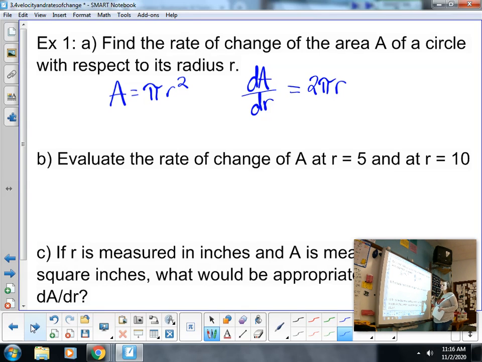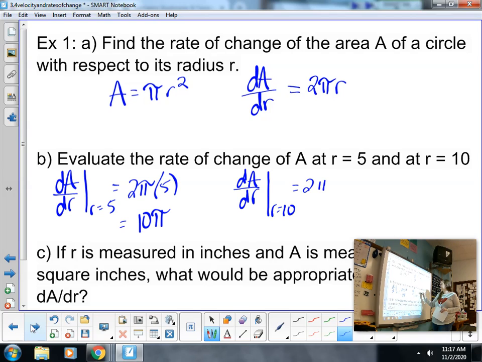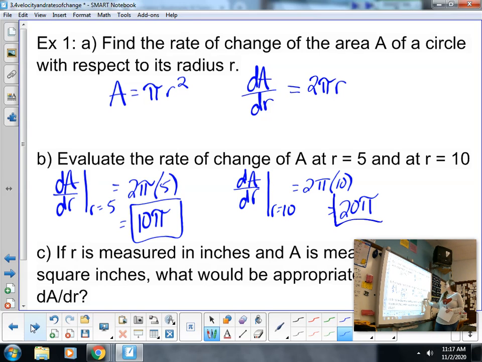And part B, evaluate the rate of change of A at r equals 5 and at r equals 10. So if we are evaluating your dA/dr at r equals 5, that means you are plugging in a 5 for the r. So when we plug in the 5, I get 10 pi. When we plug in the 10, that's 2 pi times 10, which is going to be 20 pi. So 10 pi and 20 pi are going to be my rates of change there.